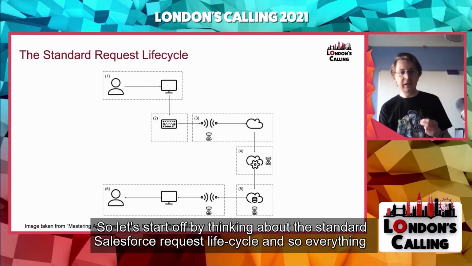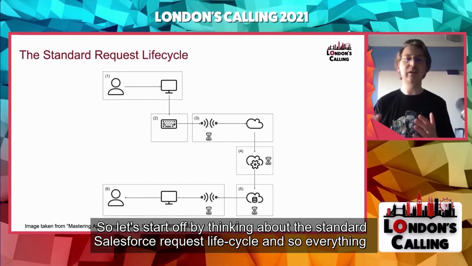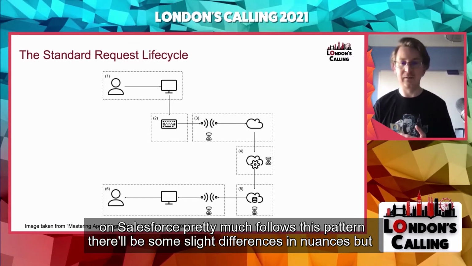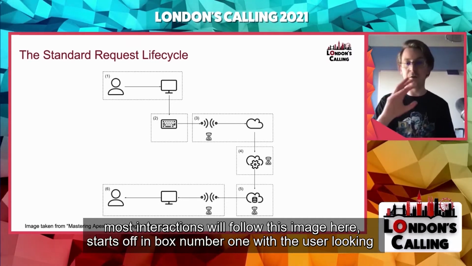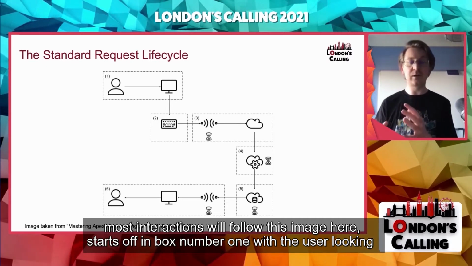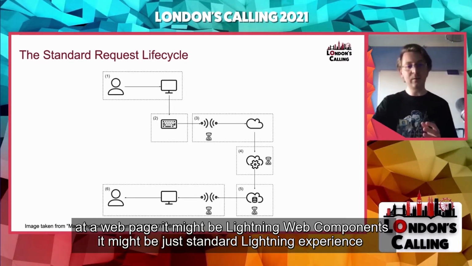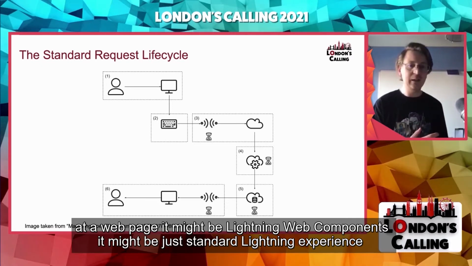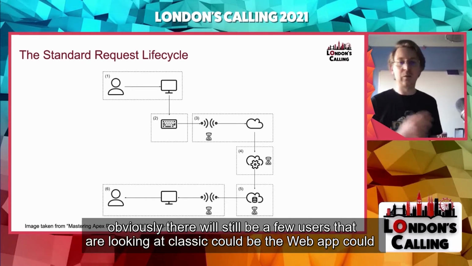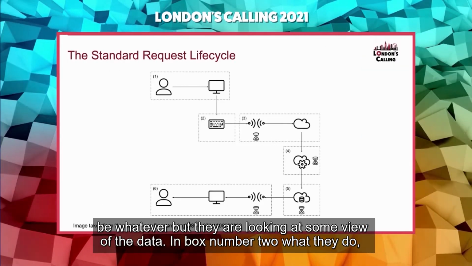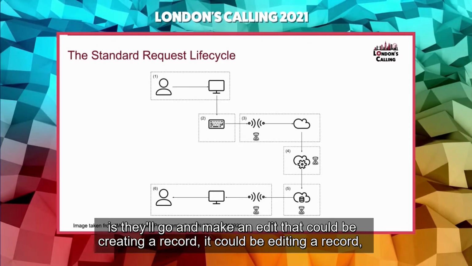So let's start off by thinking about the standard Salesforce request lifecycle. Everything on Salesforce pretty much follows this pattern. There'll be some slight differences and nuances, but most interactions will follow this image here. It starts off in box number 1 with the user looking at a web page. It might be Lightning Web Components, it might be just standard Lightning experience. Obviously, there will still be a few users that are looking at Classic, could be the web app, could be whatever, but they are looking at some view of the data. In box number 2, they go and make an edit.